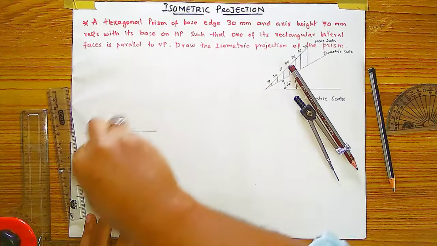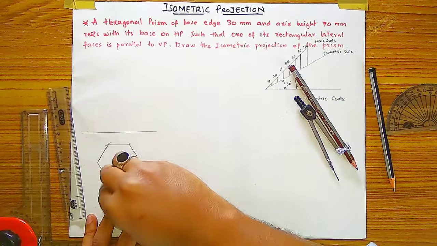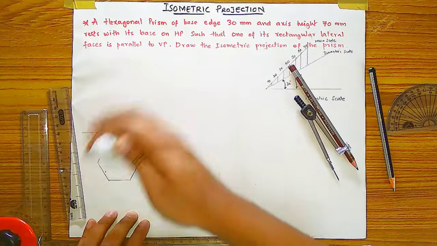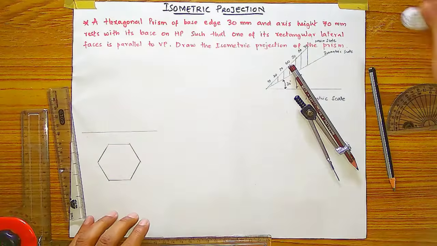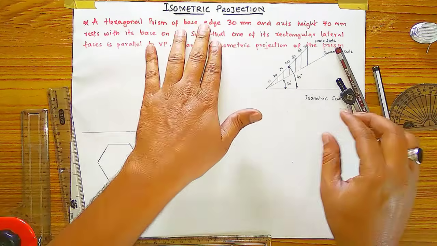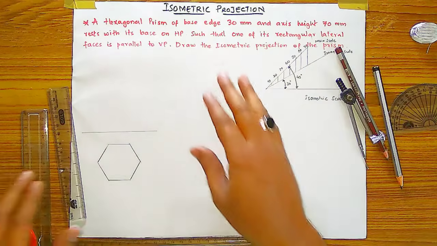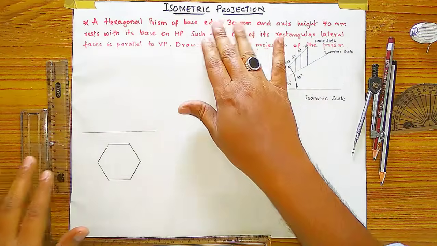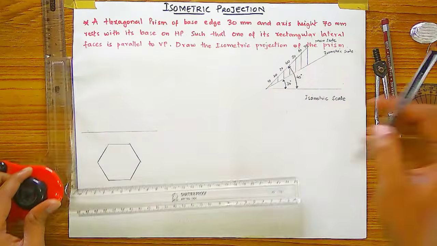The difference between isometric projection and isometric view is that in isometric projection you have to draw with the isometric scale, and if isometric view is said, you have to draw according to the dimensions only, without the isometric scale, with the same dimensions given in the question. So the hexagon is drawn with the isometric scale.